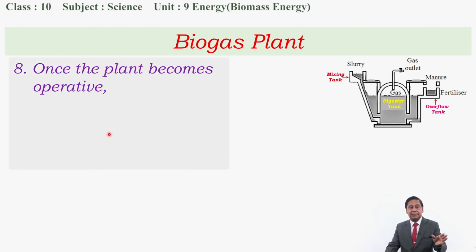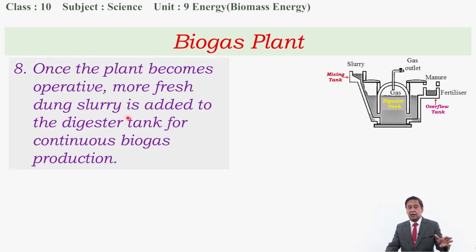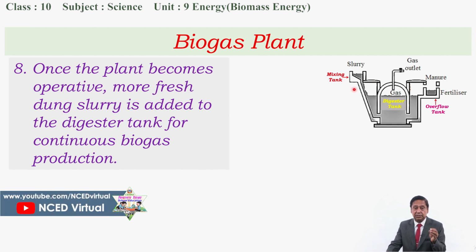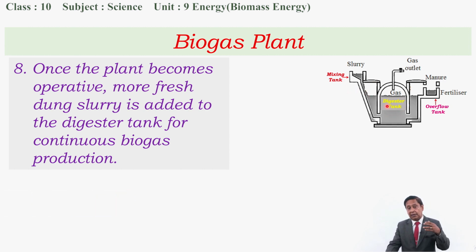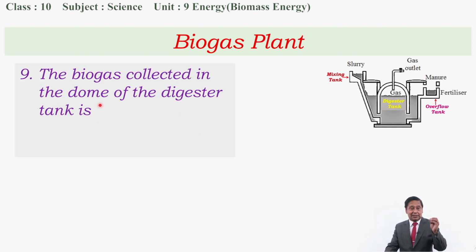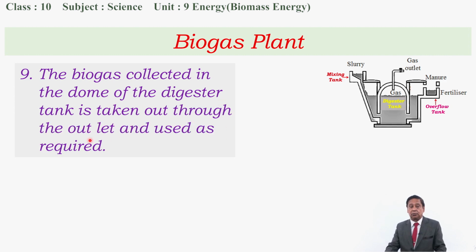And then once the plant becomes operative, more fresh dung slurry is added to the digester tank for continuous biogas production. If we want to get gas continuously, then slurry should be fed from this mixing tank continuously, and we'll get it for a long time without any obstruction. The biogas collected in the dome of the digester tank is taken out through the outlet and used as required. This is the outlet for the biogas and can be used for cooking, or it can also be used for lighting, which gives us light in our room.